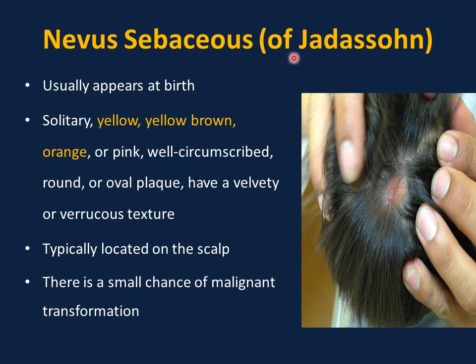Nevus sebaceous of Jadassohn usually appears at birth. It is a single area of alopecia, and the skin is orange or yellow-brown with the same texture of an orange peel, so it has skin.